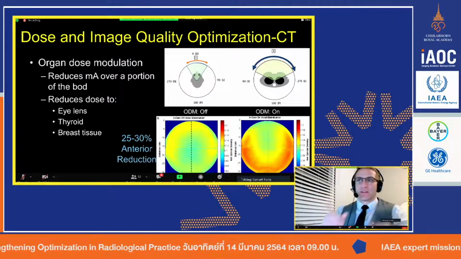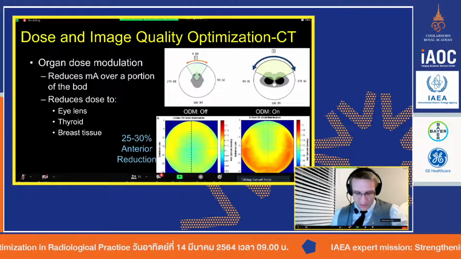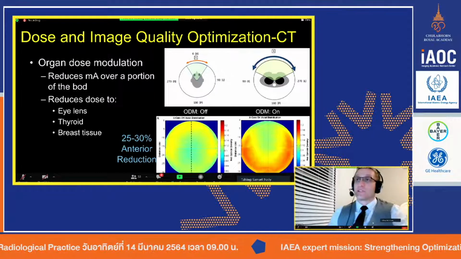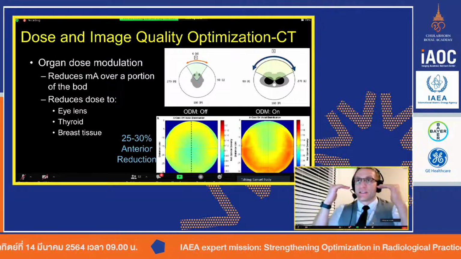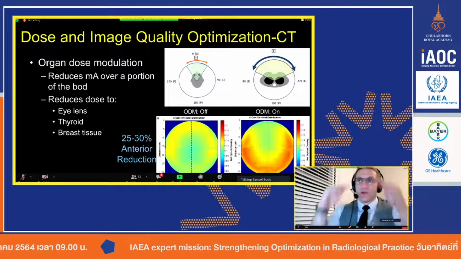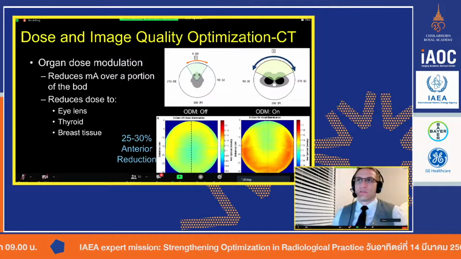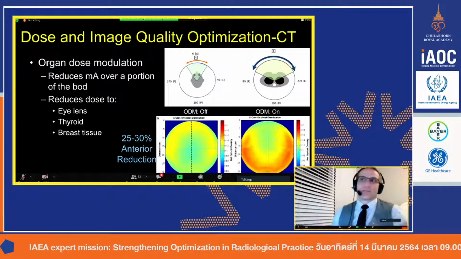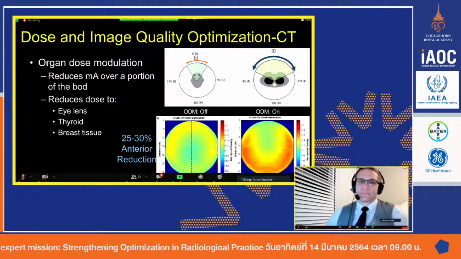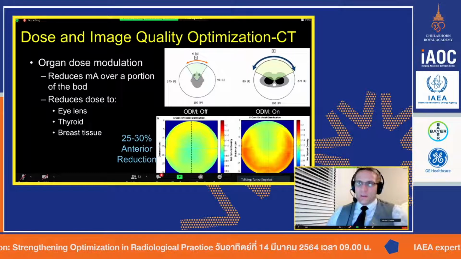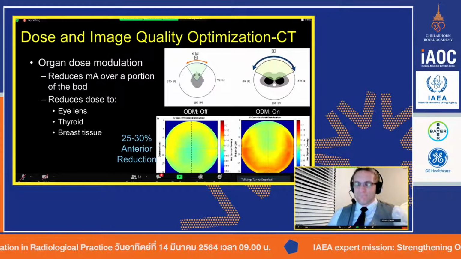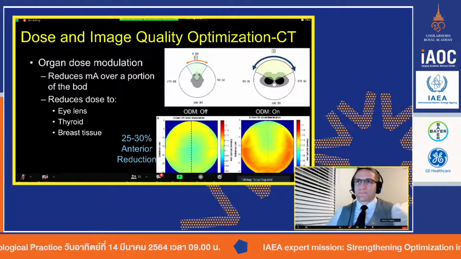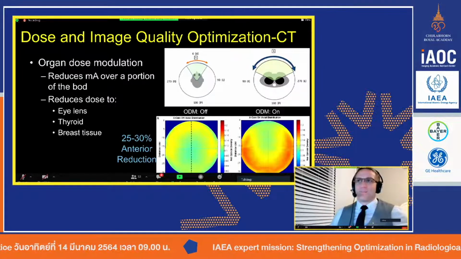It's not perfect. You did bring up the point about deep learning, and the systems are getting smarter. So when you do the scout image, the system goes, oh hey, there are the eyes, and it will automatically set your organ dose modulation. That is the goal, but currently it doesn't do that. So right now it's a box that technologists need to put on and label. Okay, this is the area that you need to apply the modulating technique. Yep, they get to specify that.